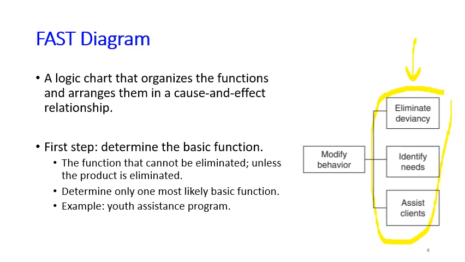However, when they are forced to define just one basic function, they think that all these activities that they do in the youth assistance program are actually intended to achieve this goal: to modify the behavior. So all the activities that they perform have the objective to modify the behavior of those young people such that when they go back to society, they will not cause any trouble. They can follow the usual norm in society. So this is what the team should do. When they think about several functions that are basic functions, they really need to try to define just one basic function. So that is the very first step of drawing a FAST diagram.